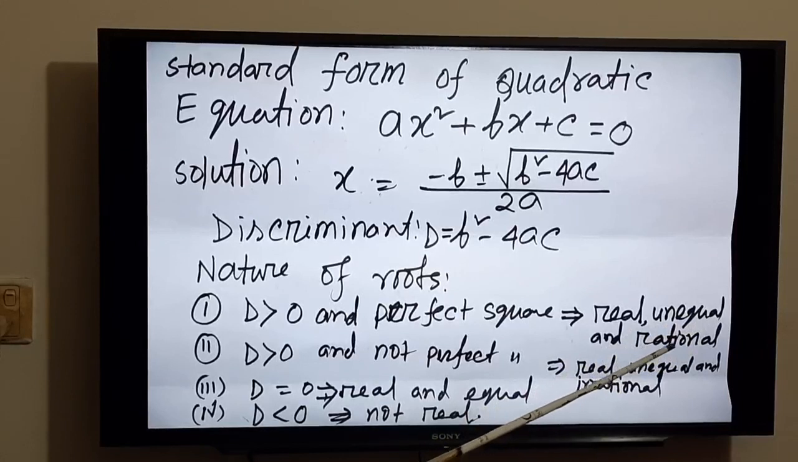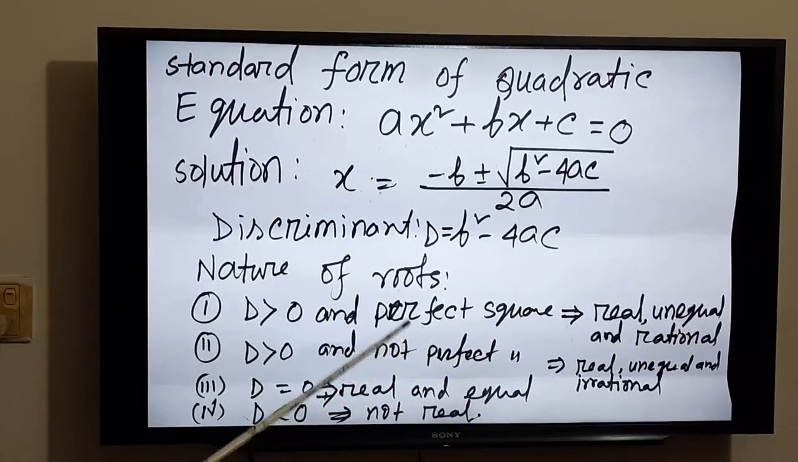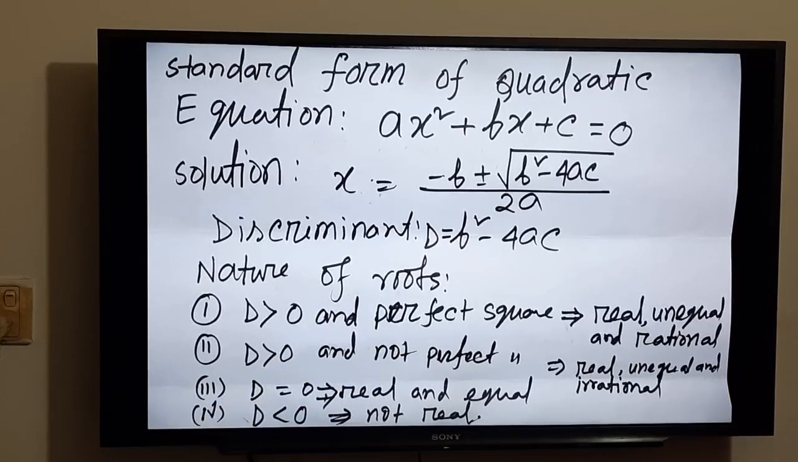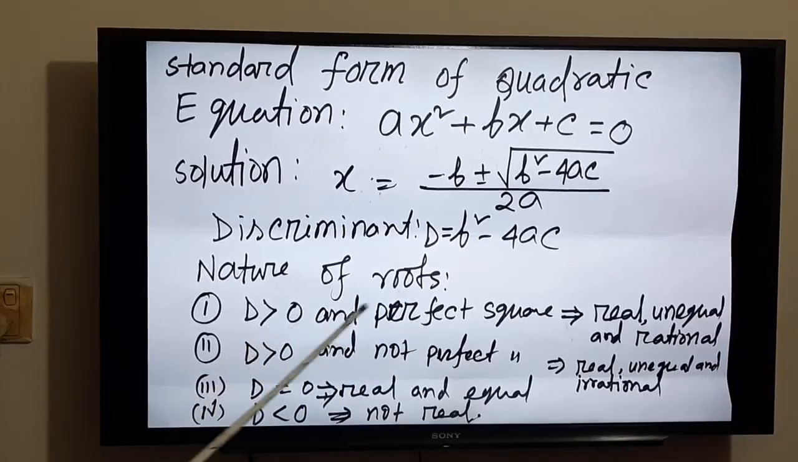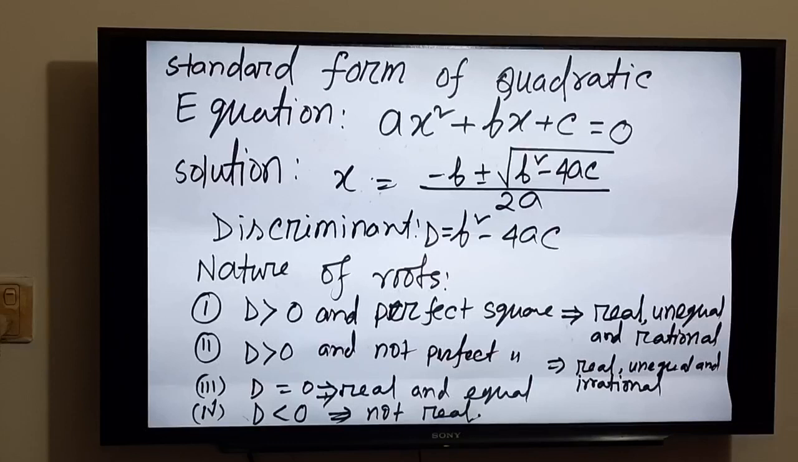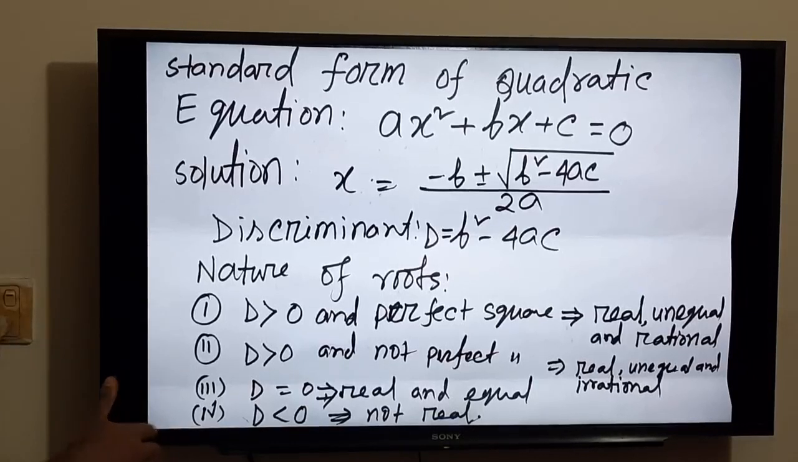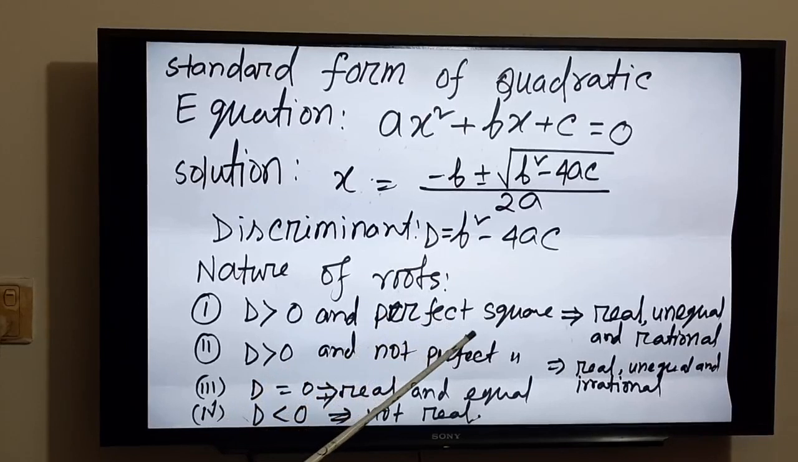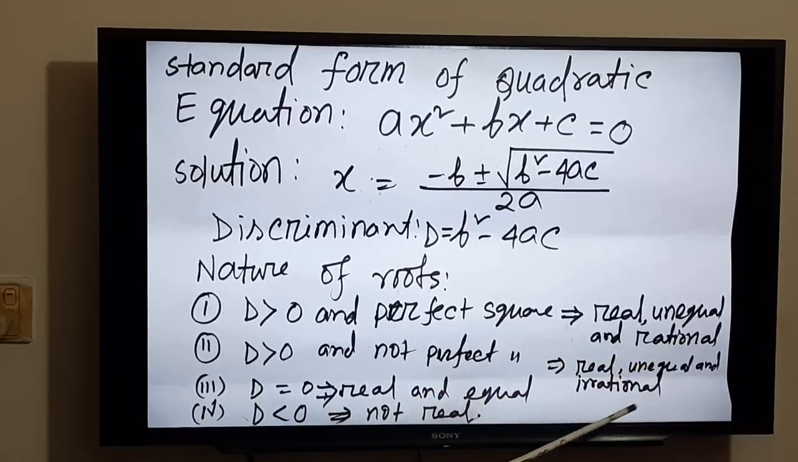Why is this root rational? Because d is a perfect square. What is a perfect square? Root over 64, 49. This number is a perfect square number. So d is greater than 0 and a perfect square, then the roots are real, unequal, and rational. You have to memorize these topics. If d is greater than 0 but not a perfect square, what is the difference between the two cases? It was a perfect square, now it is not a perfect square. The only difference is rational and not rational, and it is called irrational.